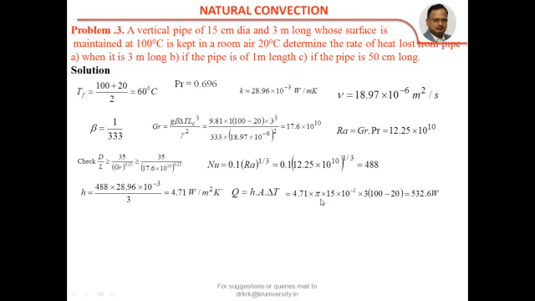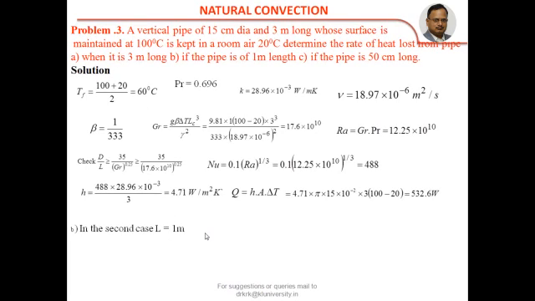The heat transfer is hA delta T, where A is the total surface area of the pipe, pi D L, pi into diameter 15 into 10 power minus 2, L is 3 meters, delta T. You will get 532.6 watts if the pipe is 3 meter long.